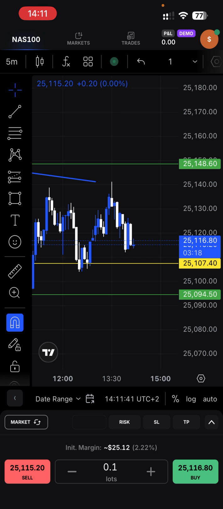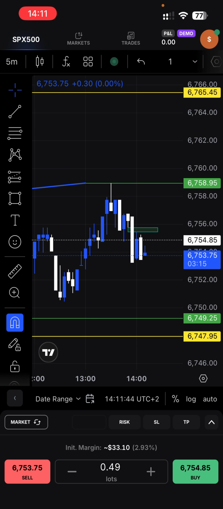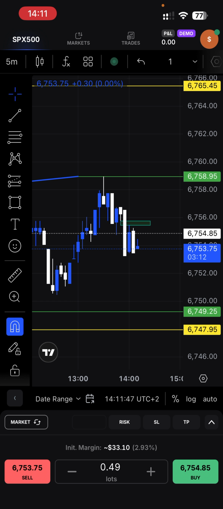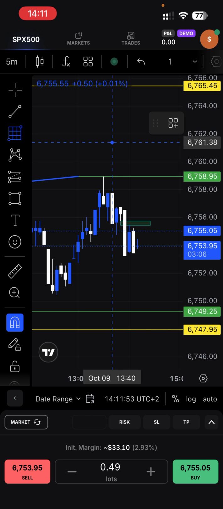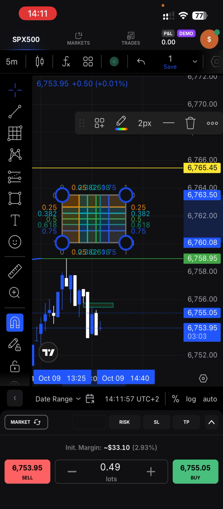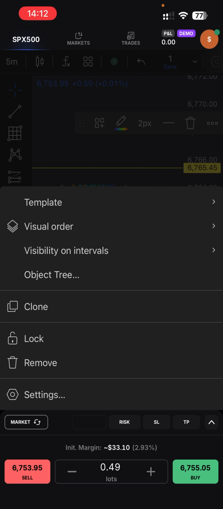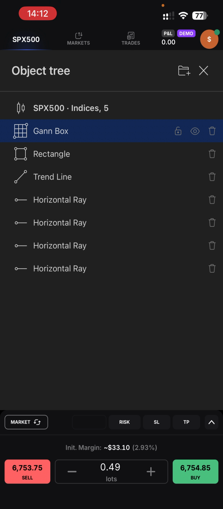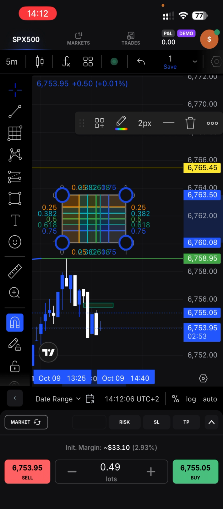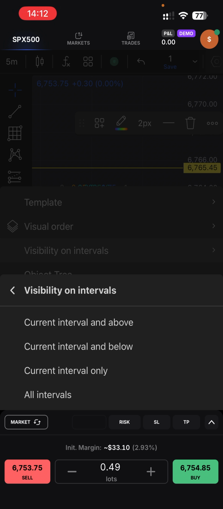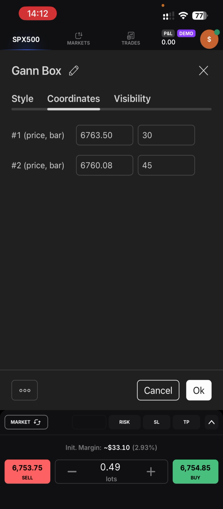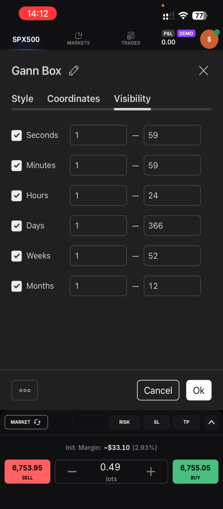Let me, while we're waiting, try and fix my GANN box because that was a big problem. I want this to be different. Visual order. Visibility on intervals. I don't know what that means. Settings. Oh, yes. So, style. Okay. Let me just remove all of these.